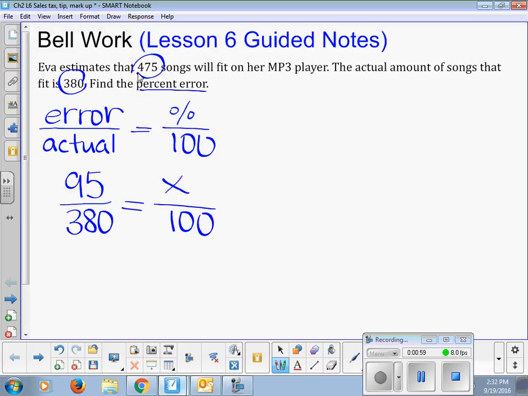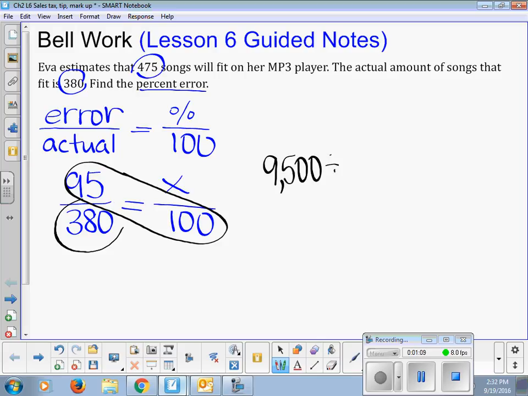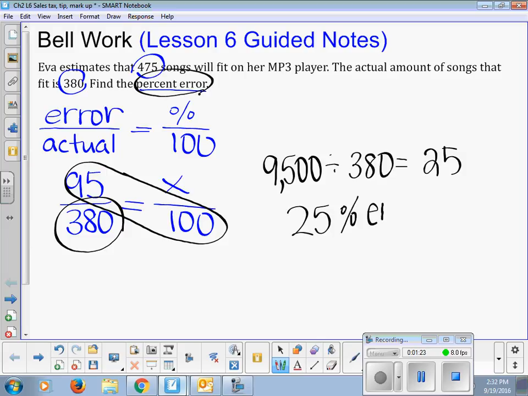We then multiply the two numbers we know how to multiply. 95 times 100 gives us 9,500, and we have to do what with our leftover number? Divide. So we're going to divide by 380, and we get 25. Since we were finding percent error, we have 25% error as our answer.